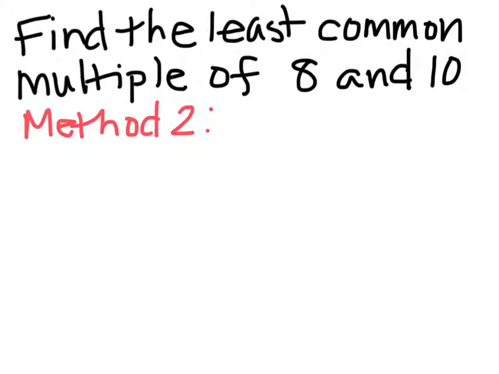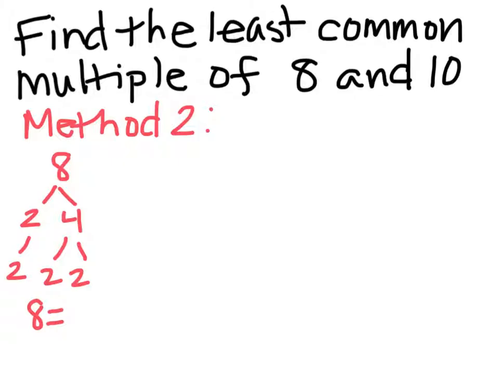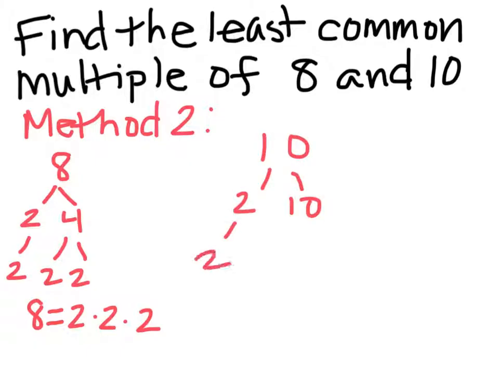In method 2, we use prime factorization. So we begin by writing each number as a product of its prime factors. If you need to factor it first so that you can see what the prime factors are, go ahead and do that. I'm going to do that now, just so that you can be reminded of the method. All right, so 8 as a product of its prime factors would be 2 times 2 times 2. 10 would be 2 times 5.